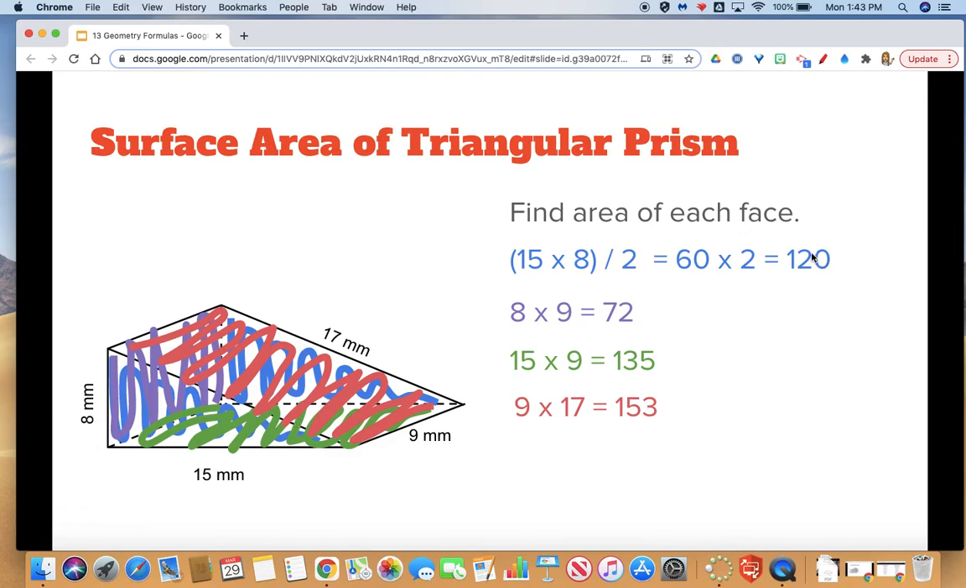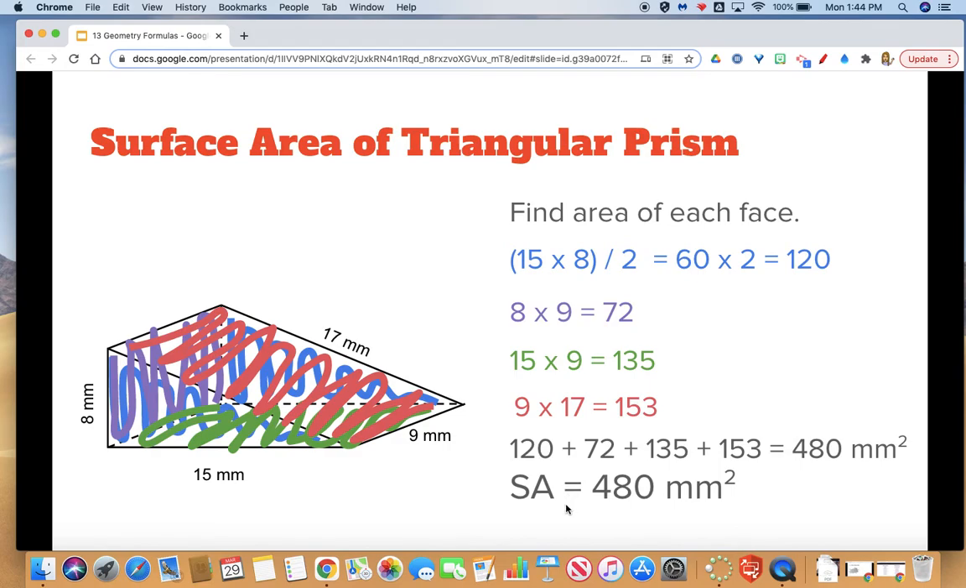A triangular prism has 5 sides, so this is 2 triangles plus 3 rectangles. That's all 5 sides. To get the area or surface area, we now add up all of those areas. And that gives us 480 millimeters squared.